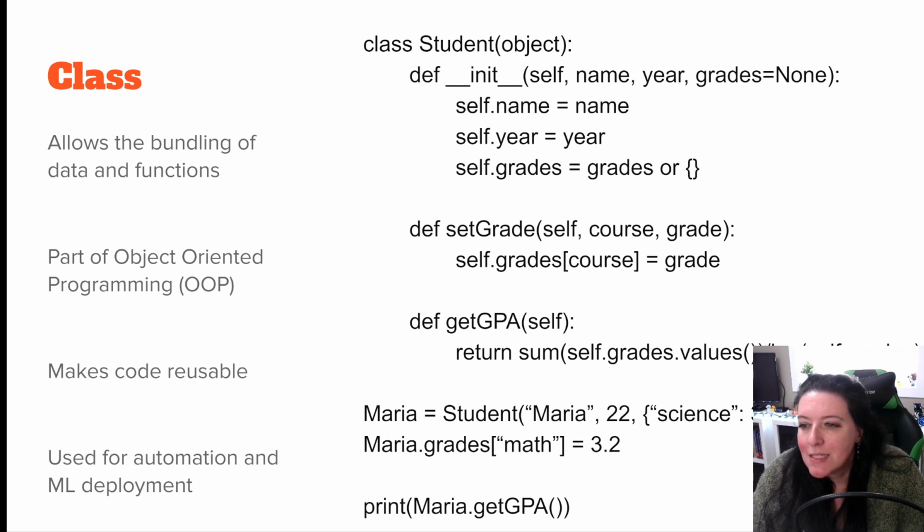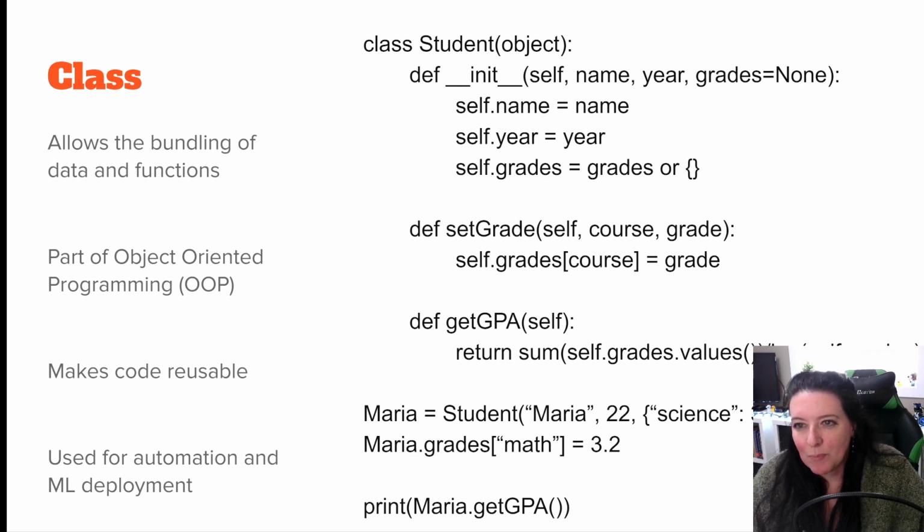A class allows us to bundle data and functions together. Classes are used as part of object-oriented programming, the term is OOP. The benefit of class is that it allows us to make code that's reusable. If we don't use classes, then we're repeating lines of code over and over again. So this helps simplify it, and it also helps us in terms of automation and deploying.